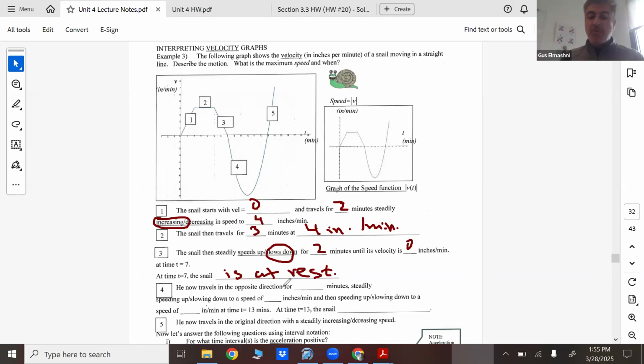Now it travels in the opposite direction for how long? 6 minutes, yes. And it's steadily speeding up to a speed of 9. Remember, speed is the absolute value of velocity. Then it slows down to a speed of 0 at 13. At 13 it is at rest again. Then after 13, what's happening now? Speeding up again. Okay.